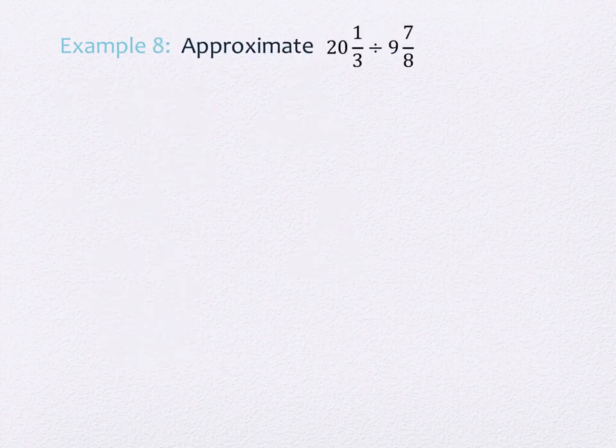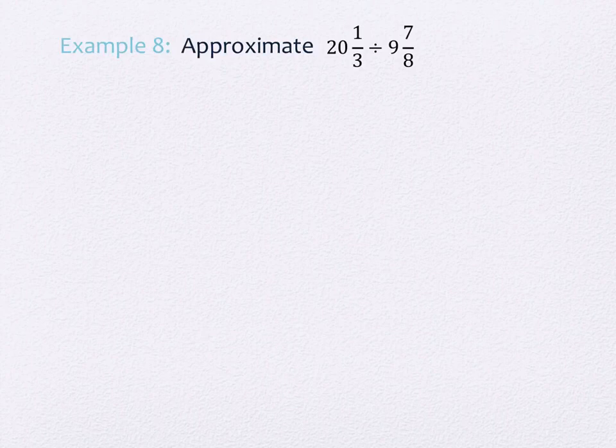All right, if you take a look at number 8, this is not a problem we'd necessarily want to actually divide. It's awfully messy, right? 20 and 1/3 divided by 9 and 7/8. And if we were to divide it, how would we do that? Well, we'd need to get them into an improper fraction form, and then we'd flip the second fraction. We'd look for things that would reduce.